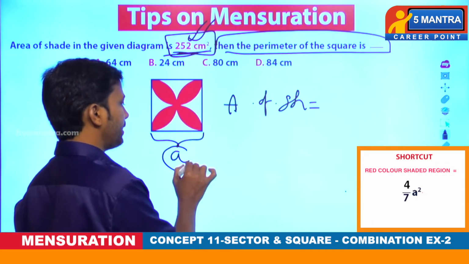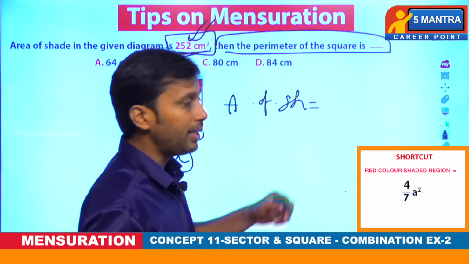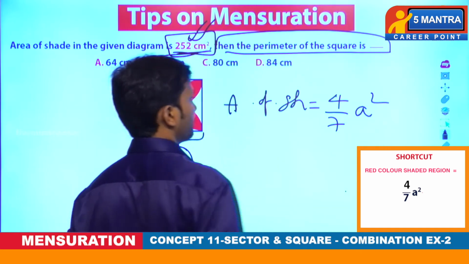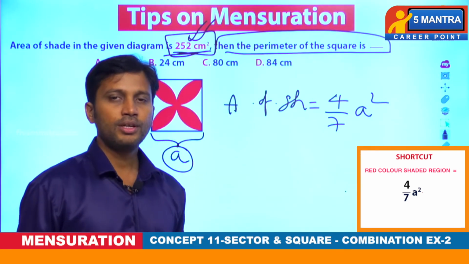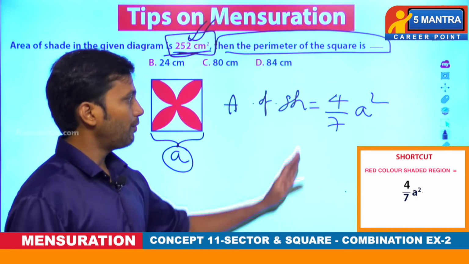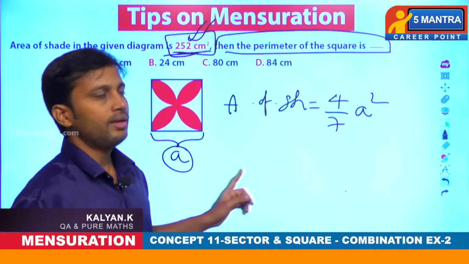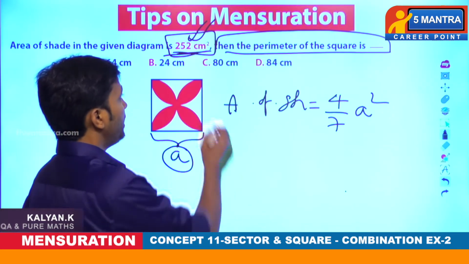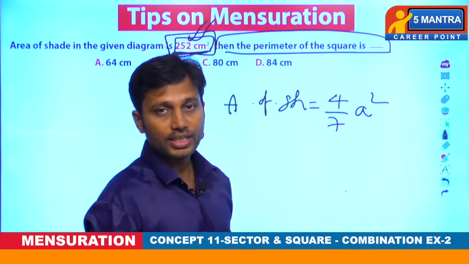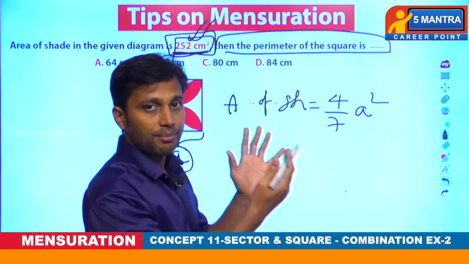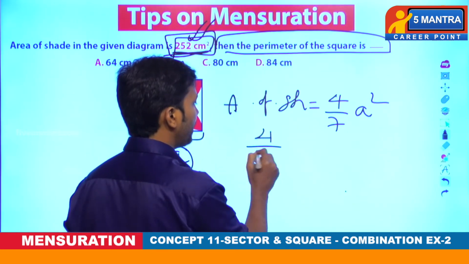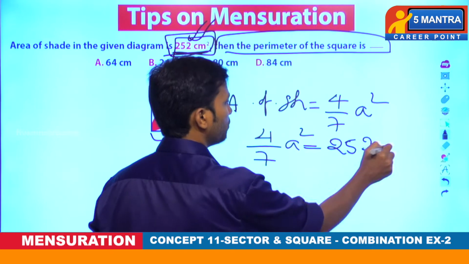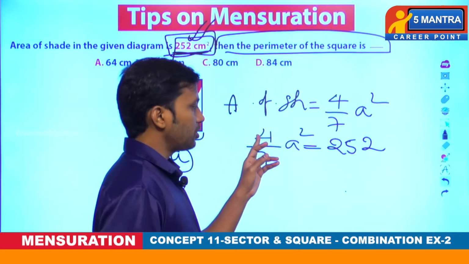So what is the area of the shade? When the side is A, the area of the shade would be 4 by 7 A square. According to the formula, the area of the shade is 4 by 7 A square, whereas the given value is 252 centimeter square. So can we equate them both or not? Okay, so here we can make them equal. 4 by 7 A square equals 252.